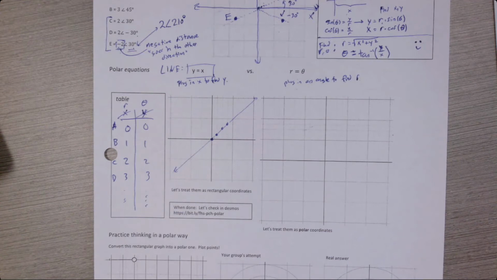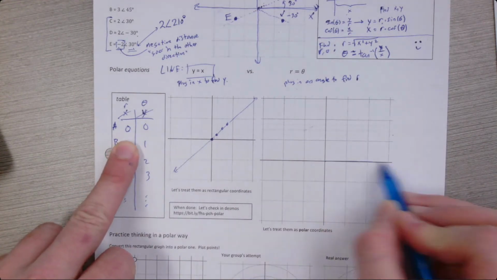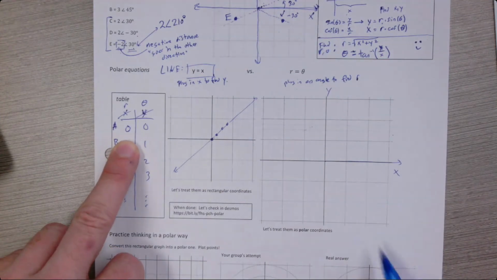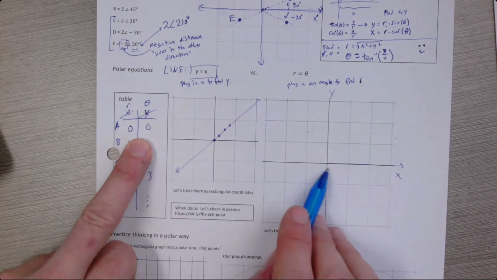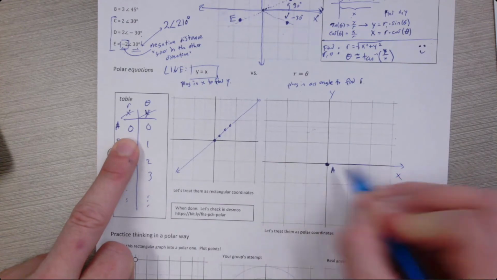I heard a couple of people say the S word, spiral. Yep, spiral is the word. It's all on the video, folks. So, all right, an angle of 0 is facing to the right. A distance of 0 is right here. So let's put the point A here.